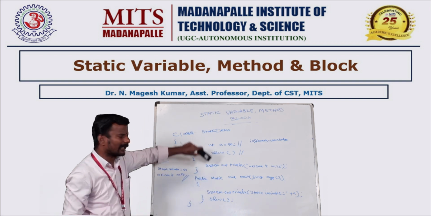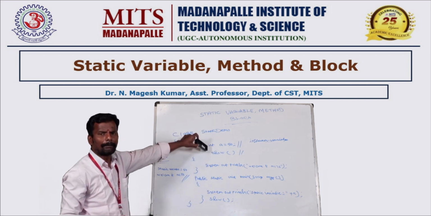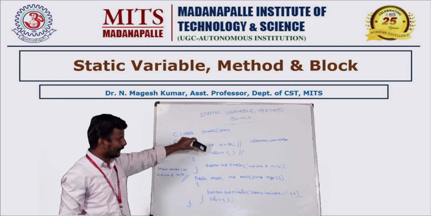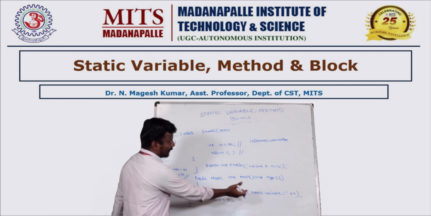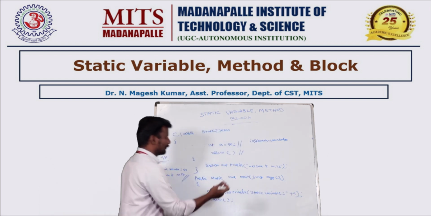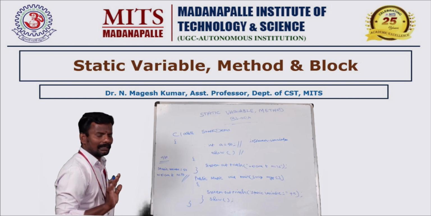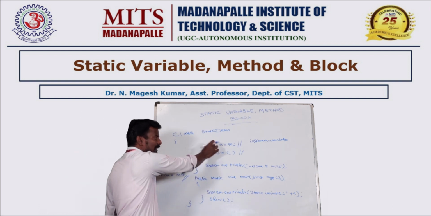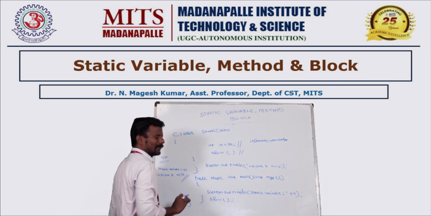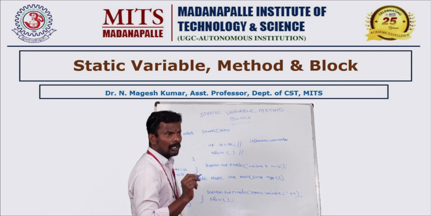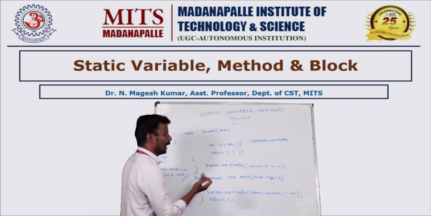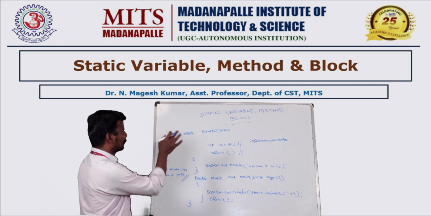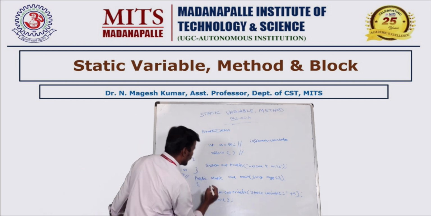Now, if you execute this program, what will happen? It will generate an error. The reason is that we are accessing it directly. If you access it directly, we do not get any output at all, because we are using an instance variable. So we have to create one object, and with the help of that object only, we can access the instance variable.